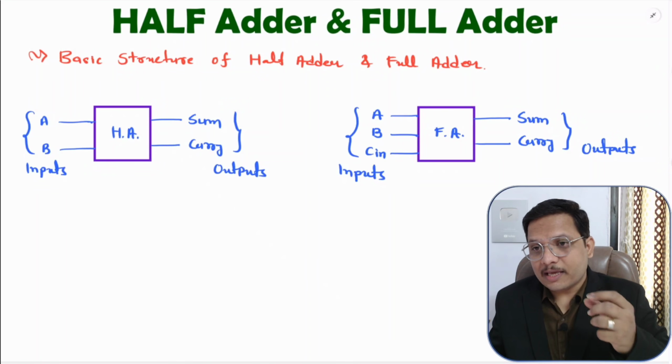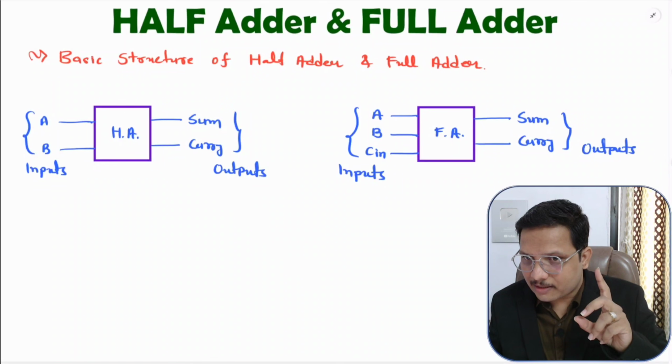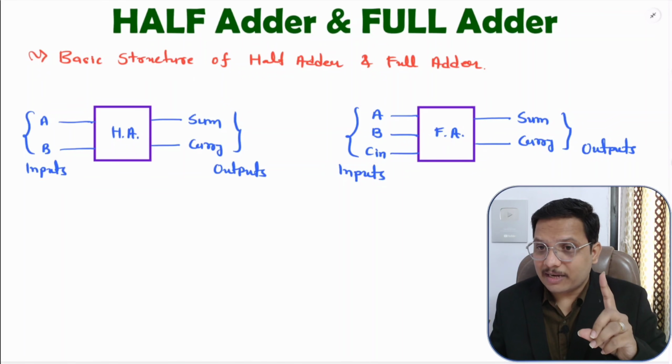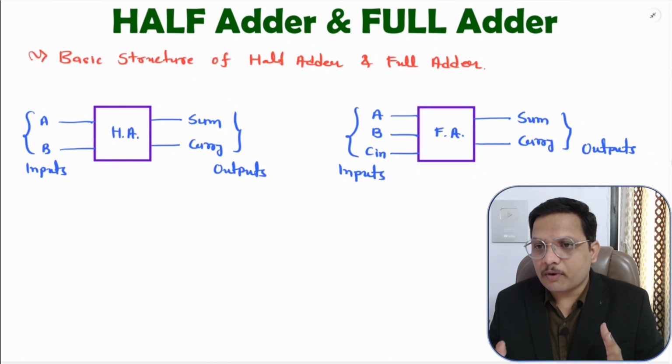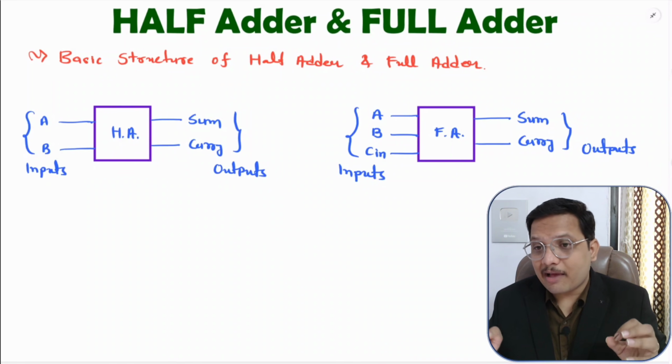For example, with a single half adder, we can perform 1-bit addition. With a single full adder also, we can perform 1-bit addition. But what if you want to perform multiple bits of addition? That too we can do by having half adder and full adder. Let me show you how.